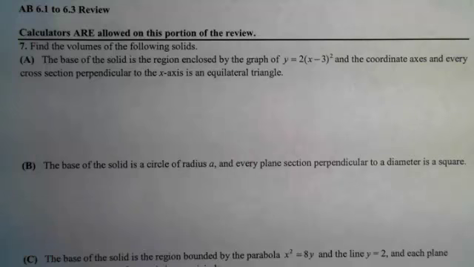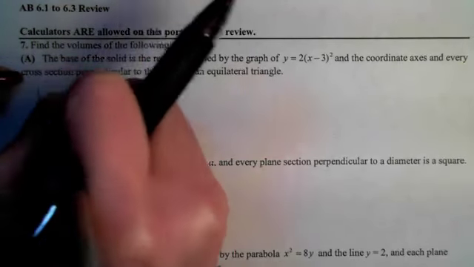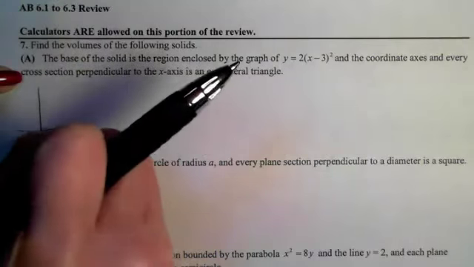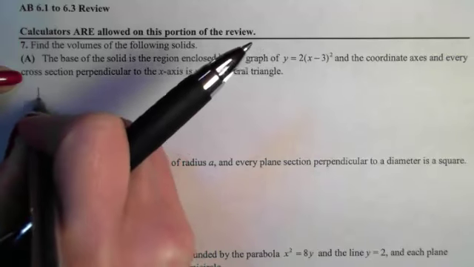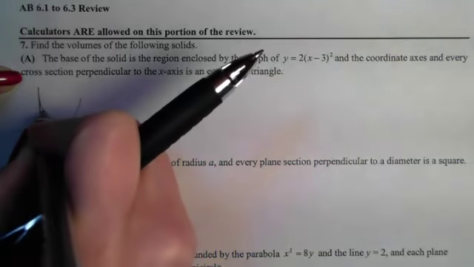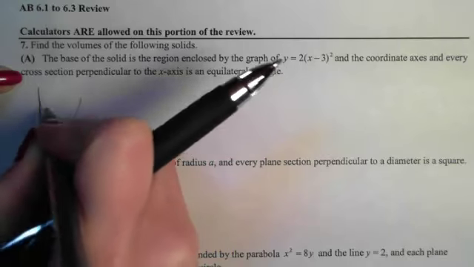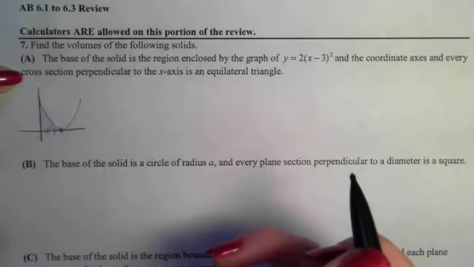So on part A, the base of the solid is a region enclosed by the coordinate axes and a parabola that opens up that has been moved 3 units to the right, and cross sections perpendicular to the x-axis are equilateral triangles. So first thing we're going to do is draw the picture. We've moved 3 units to the right, we're opening up, and we are doing the region bounded by the coordinate axes and the curve.